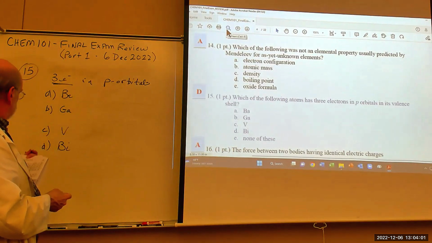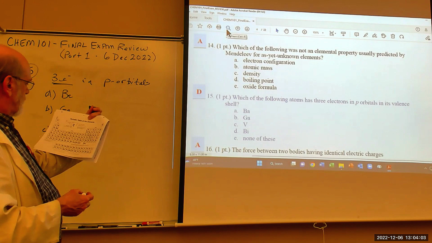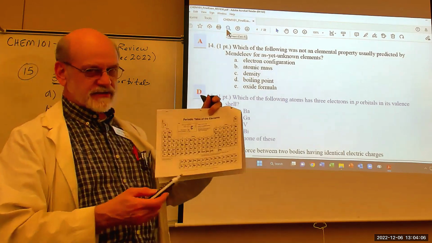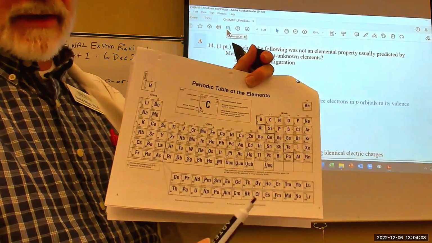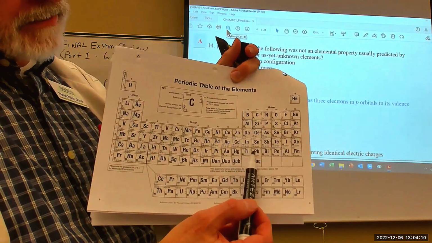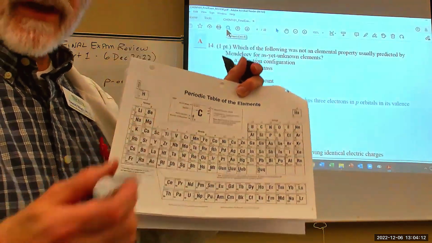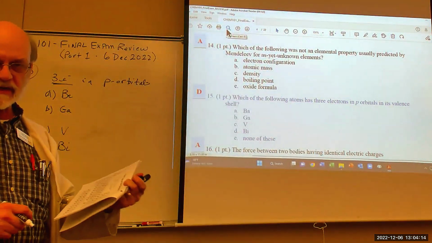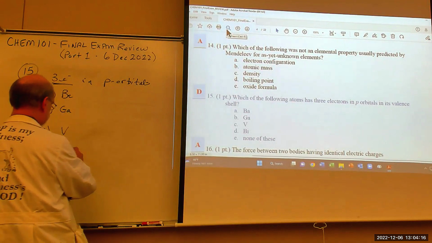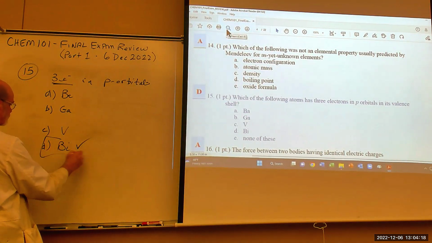So, how about bismuth? Yeah, as it turns out, I'm going to come closer. Bismuth is right here. 1, 2, 3 to the right. It has 3 valence electrons in its p orbitals. Right there.